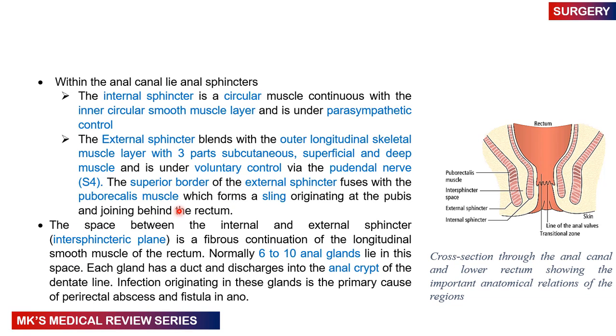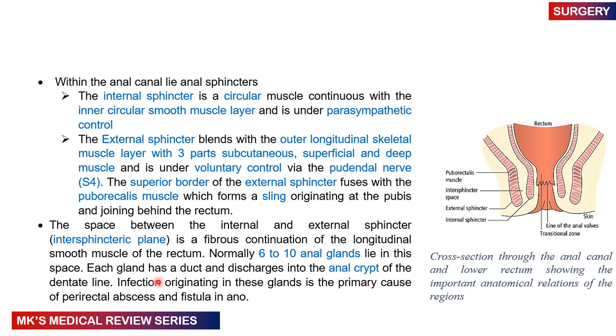Now, the space that you actually have between the internal and the external sphincter, which is known as the intersphincteric plane, consists of this fibrous continuation of the longitudinal smooth muscles of the rectum. And normally you have about 6 to 10 anal glands lying in this space. Each of these ducts pretty much discharges into the anal crypt of the dentate line.